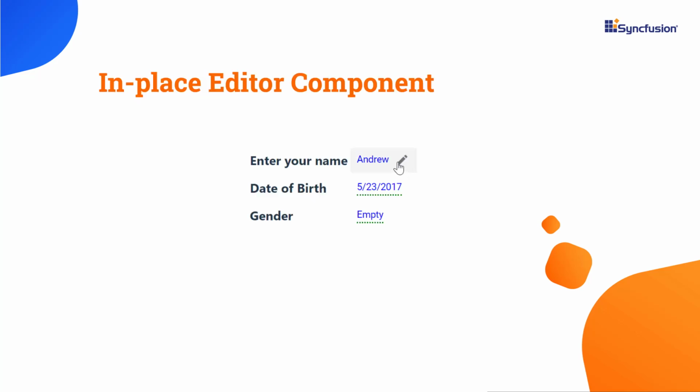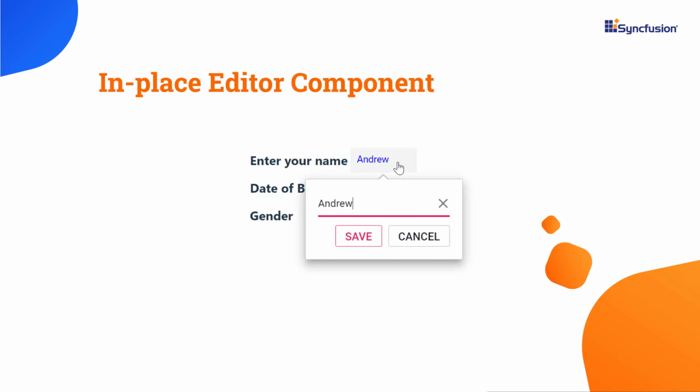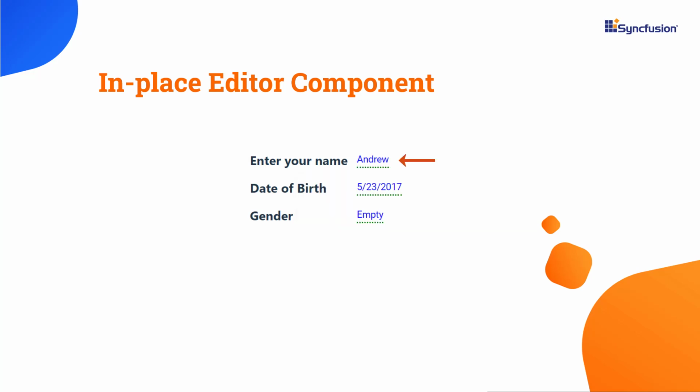Look at this example. Instead of the typical icon buttons, the editor displays save and cancel buttons, and the editable content stands out boldly in blue with a dotted green underline.